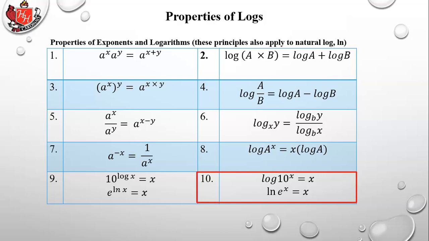Over on number 10, if you take the log of 10 raised to a variable x, it will return x. Again, log and the exponential 10 raised to the x are inverses of each other, so they reverse each other and give you back the x. And natural log of e raised to the x will also give you back an x. So you have this in your reference sheet section, and you can refer to it as you need it.